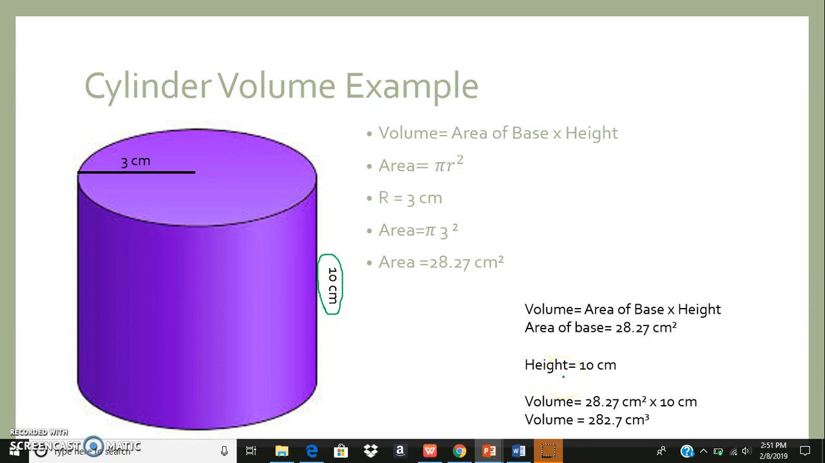So we're going to plug that into our equation, and our volume equals 28.27 centimeters squared, can't forget that unit, times 10 centimeters. So then once we multiply that together, we're going to find our volume, and that is 282.7 centimeters cubed, since this is a three-dimensional object.